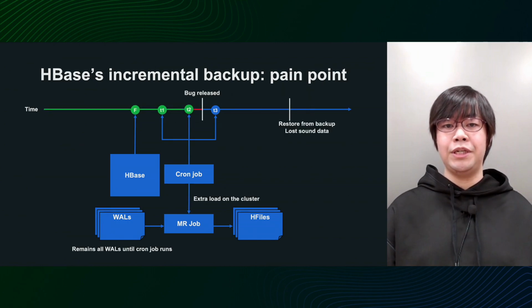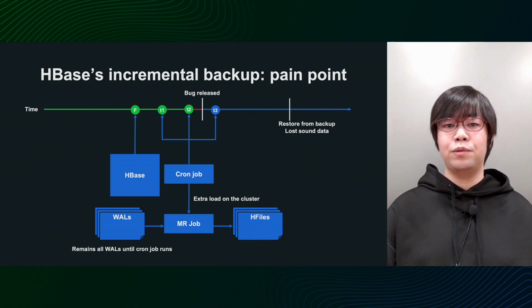There are several pain points with this HBase standard incremental backup. First, the MapReduce job needs to be run, which may add extra load to the cluster. Also, while taking incremental backups, WAL files cannot be deleted and all WAL files remain on the cluster during the interval until the cron job starts. This may lead to a disk usage problem.